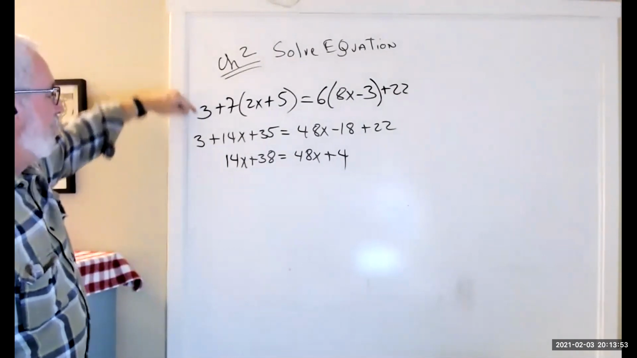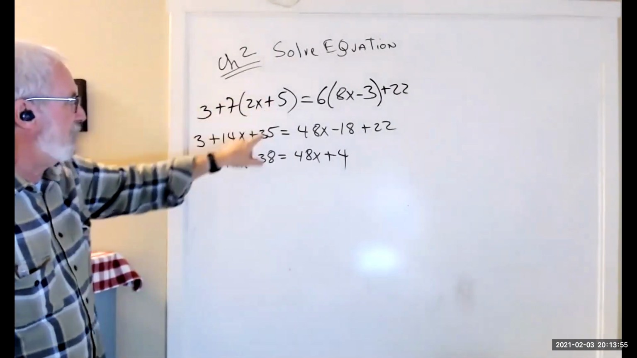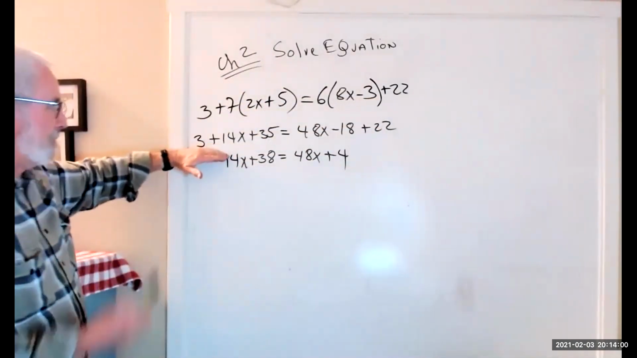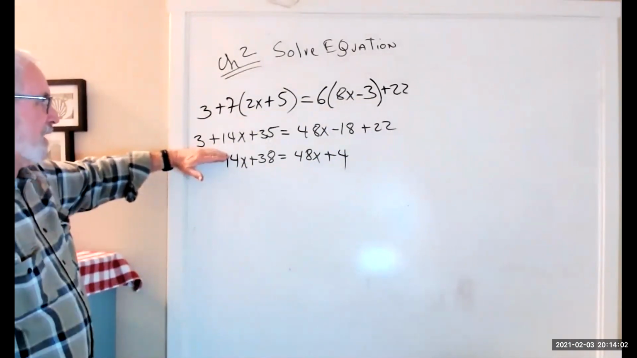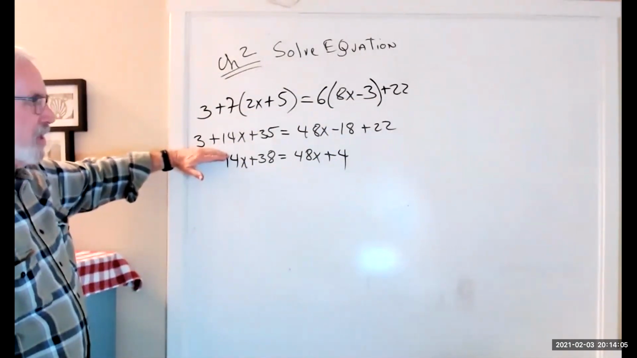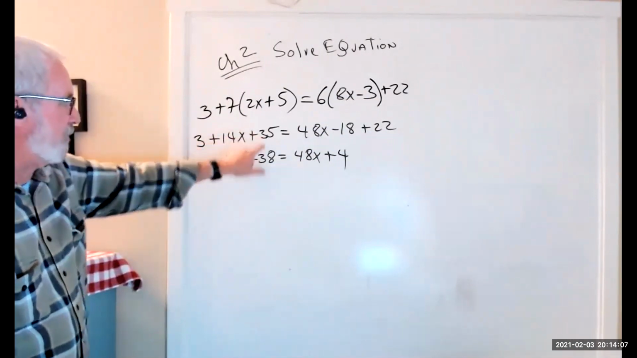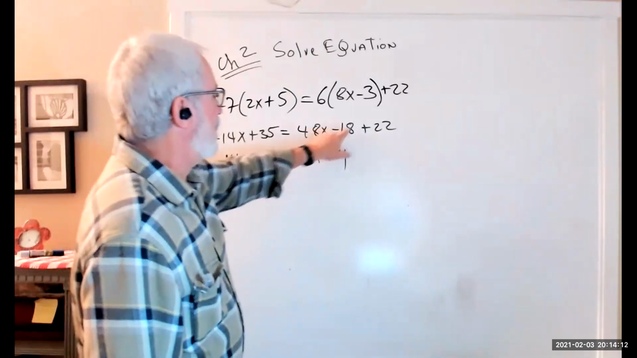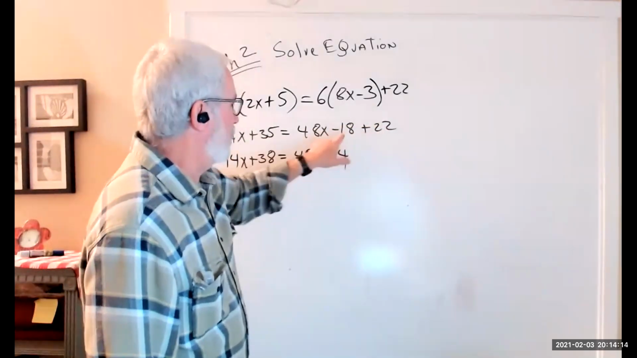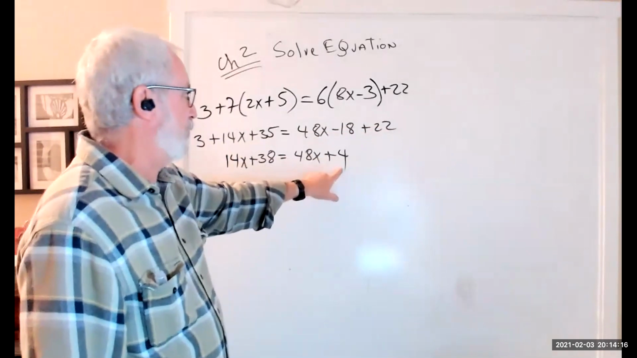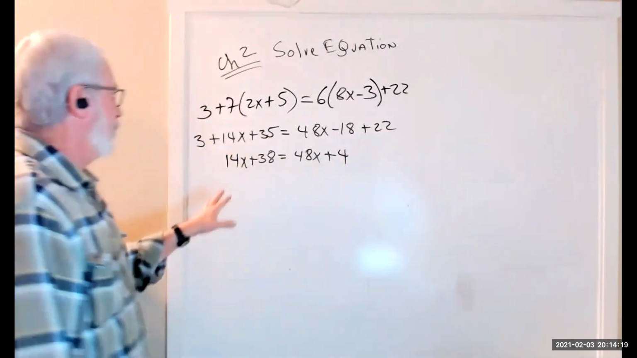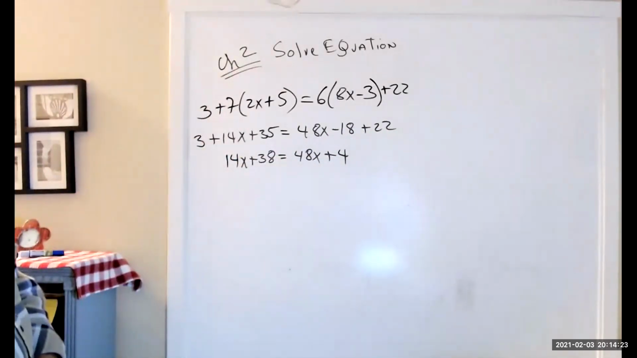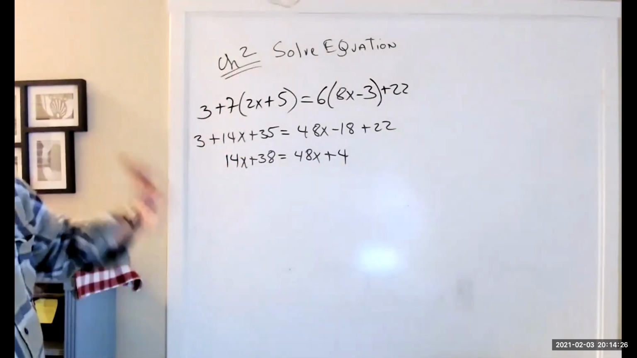So first thing I did was distribute the 7 into this quantity and the 6 into this quantity, and I got this step. And then I decided to combine like terms on each side separately. So 3 and 35 became 38. And the negative 18 and 22 became positive 4. So those would be my first couple steps. Is that all right with everybody? Yes. Okay. Now we make a decision.